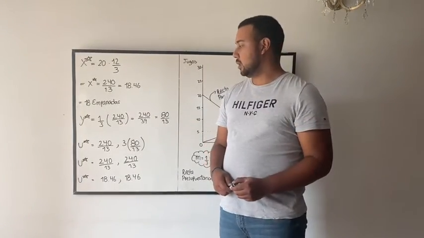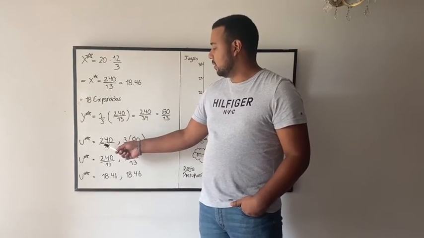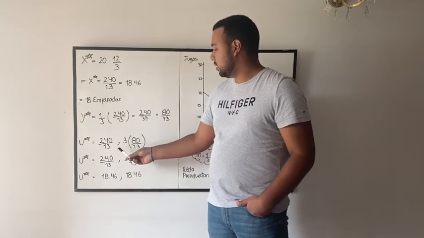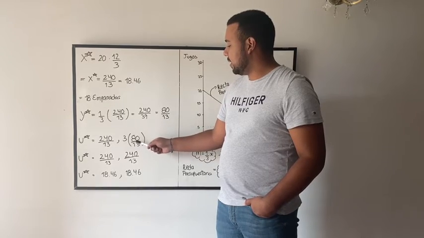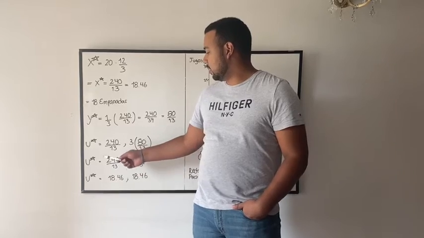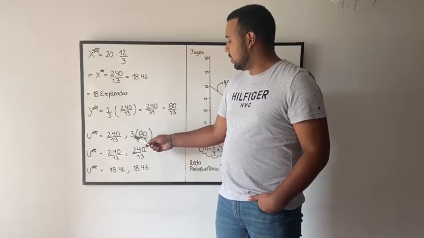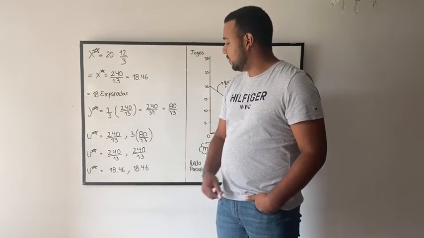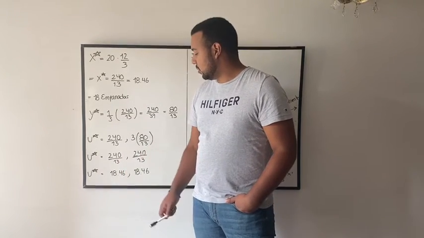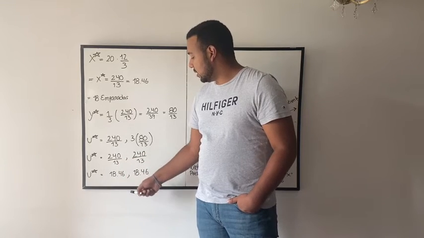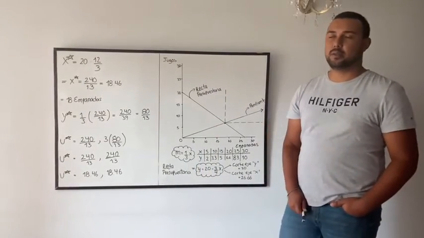And now our utility is just our previous results. So, the utility is the minimum of 240 divided by 13 and 3 multiplied by 80 divided by 13. The utility is equal to 240 divided by 13, and the other result is also 240 divided by 13. That is the same as saying utility star is equal to 18.46 and 18.46. Okay, so let's continue with the exercise.